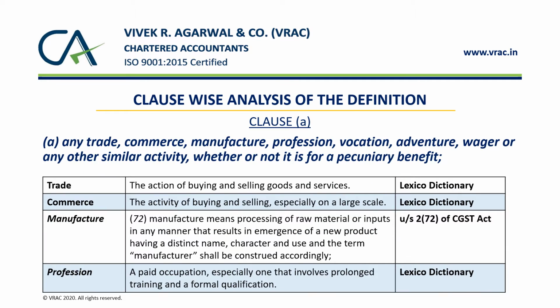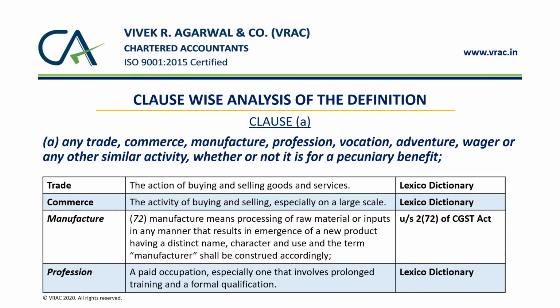Let us get a good understanding by clause-wise analysis of the definition. Clause A. Any trade, commerce, manufacture, profession, vocation, adventure, wager or any other similar activity, whether or not it is for a pecuniary benefit. The meaning of each term used in this clause is as follows. Trade means the action of buying and selling goods and services, as per Lexico Dictionary. Commerce means the activity of buying and selling, especially on a large scale, as per Lexico Dictionary.